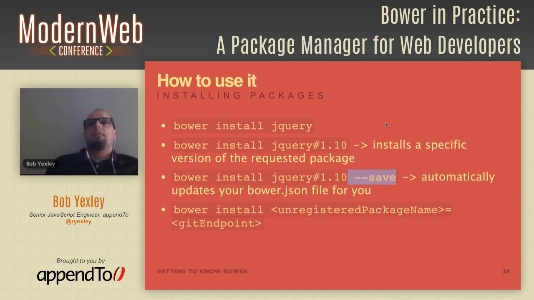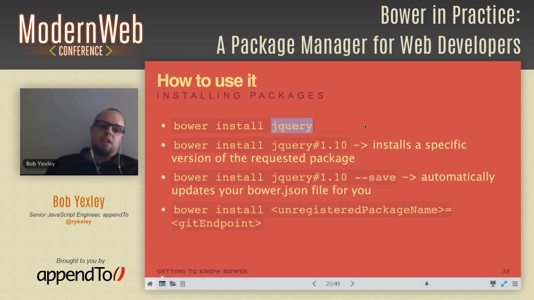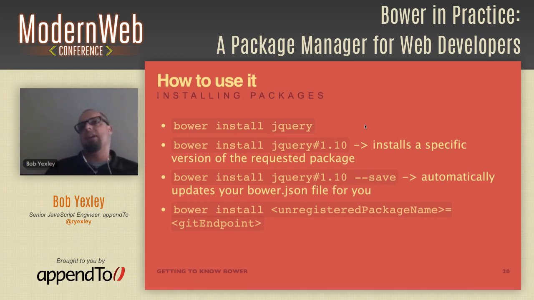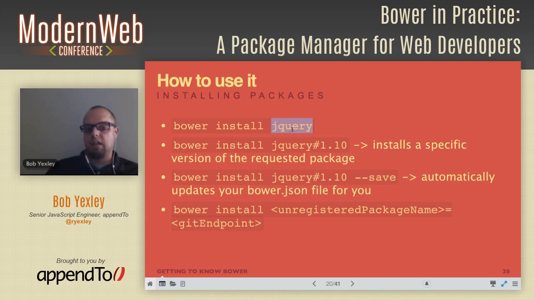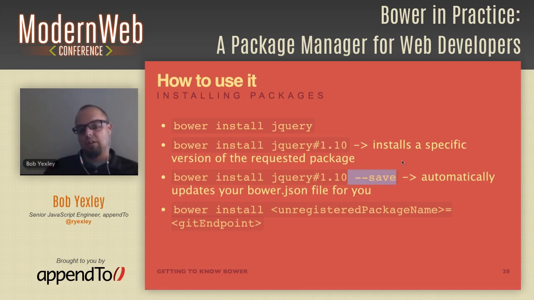So if you just run bower install jQuery and then push your repository, say, to GitHub, and a team member downloads it and runs bower install, it's not going to do anything for you. It's not going to install jQuery for them, because jQuery needs to be in the dependency list in your bower.json file before that'll work for other users. So it's important to always include this save flag with your install.